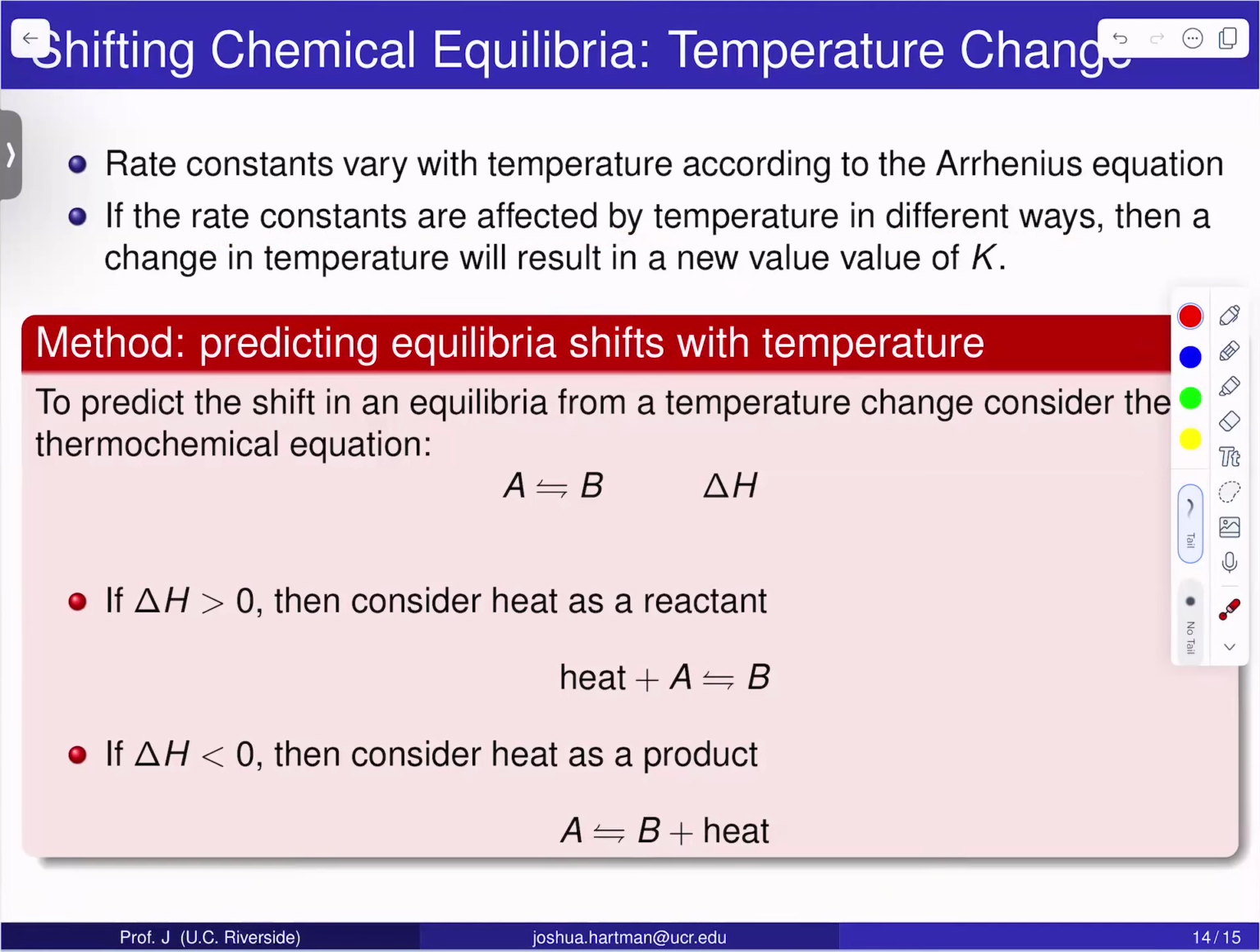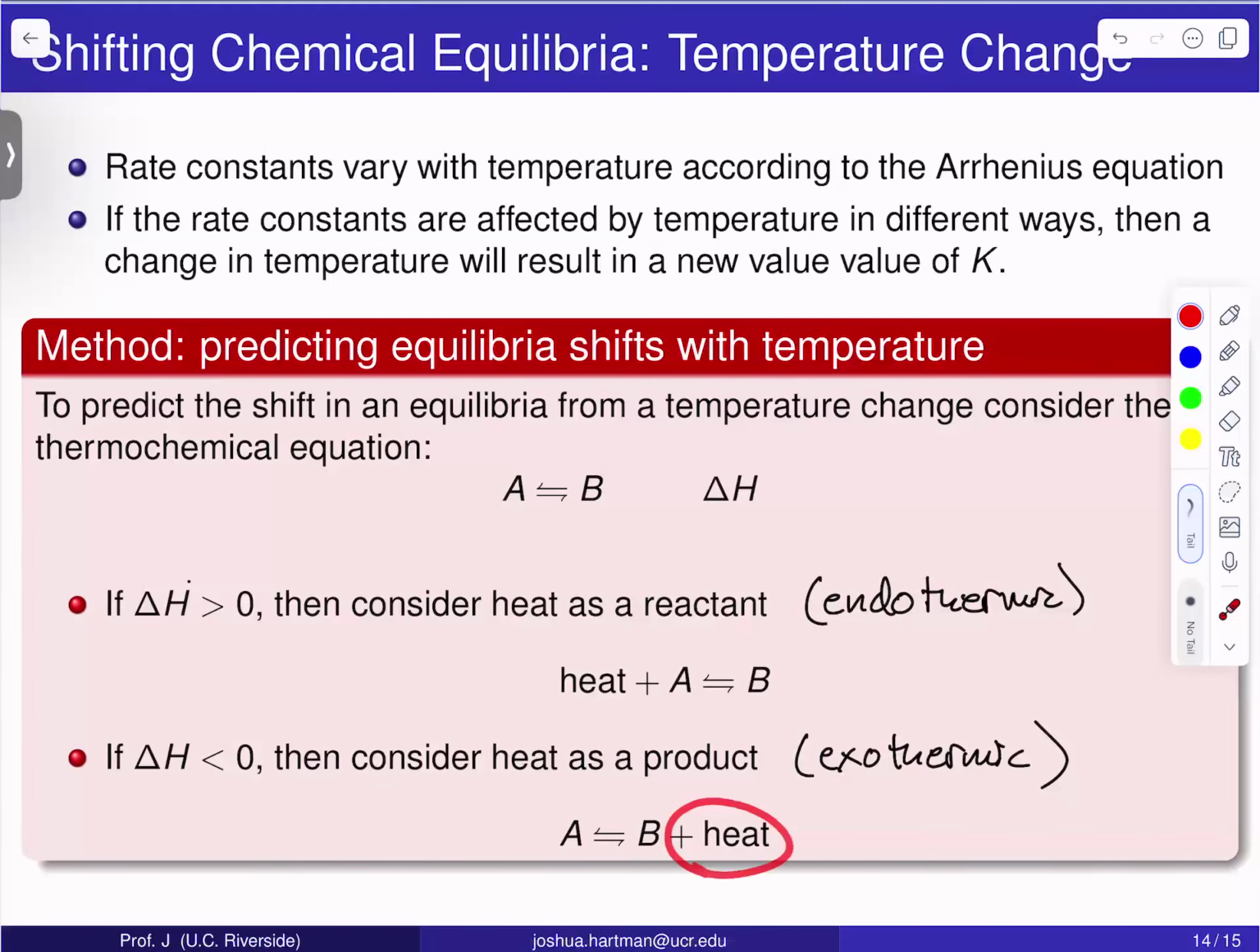And so we have a nice method for predicting equilibria shifts with temperature. And it really boils down to remembering a little bit of our thermochemistry. To predict a shift in equilibrium from temperature, consider that thermochemical equation. In other words, what is the delta H? If delta H is positive, which remember would correspond to an endothermic reaction, then heat can be considered as a reactant. And so you can think of this reaction as heat being added to our reactant to give us product. Conversely, if delta H is less than zero, remember that corresponds to an exothermic reaction. And that exothermic reaction is going to be characterized by some reactants changing into products and some heat evolving or being released by that chemical reaction.